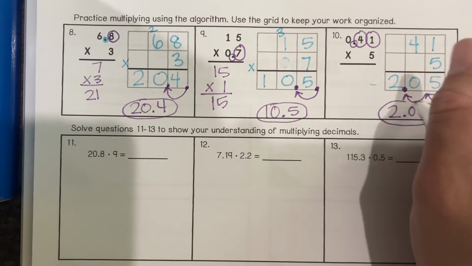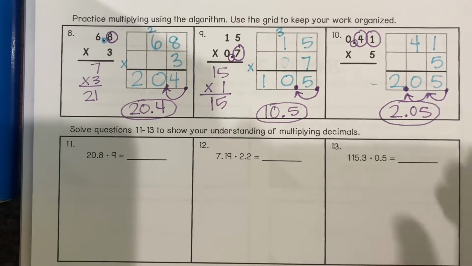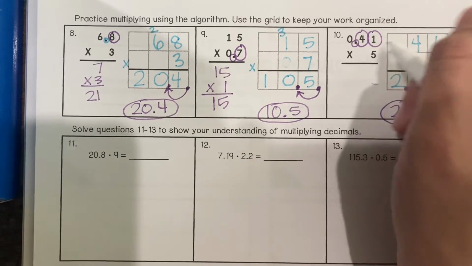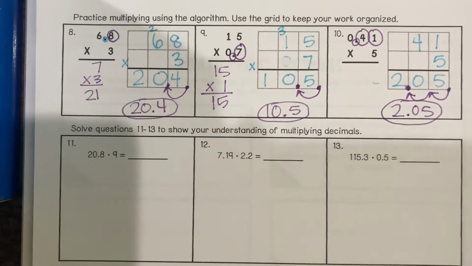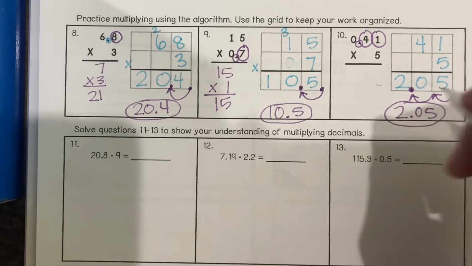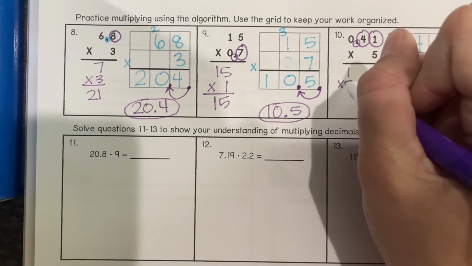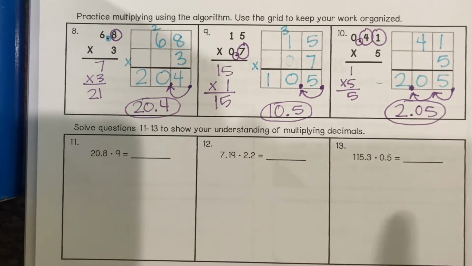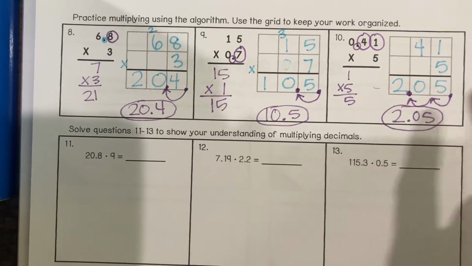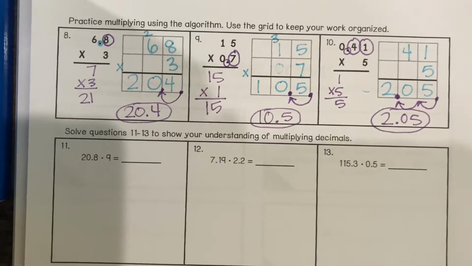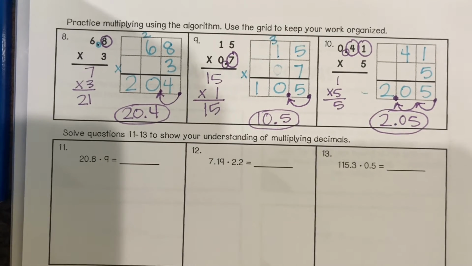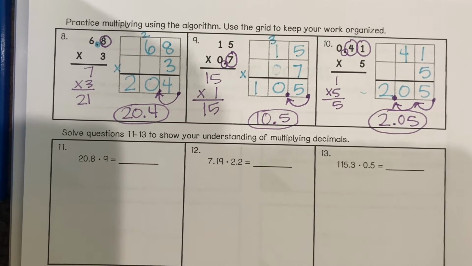2.05. Okay, if you want to check the estimation, 0.4 is kind of like 0. Maybe we could round it up to 1. 1 times 5 is 5, and 5 is closer to 2.5 than 20.5 or even 205. So that answer definitely makes the most sense. Okay.